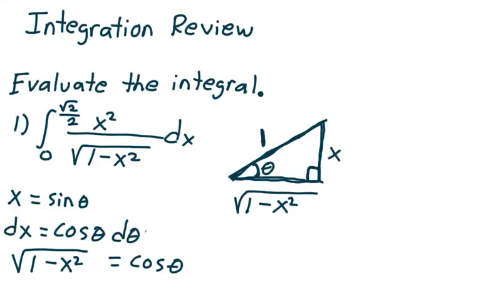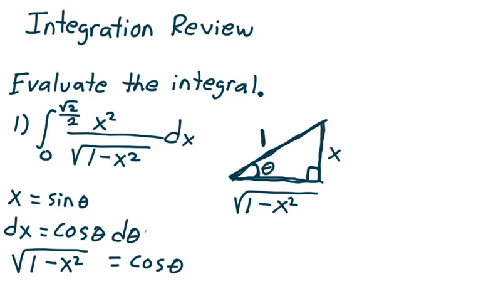This is an integration review. The directions say to evaluate the integral. On number 1, we have the integral from 0 to square root of 2 over 2 of x squared divided by the square root of 1 minus x squared dx.